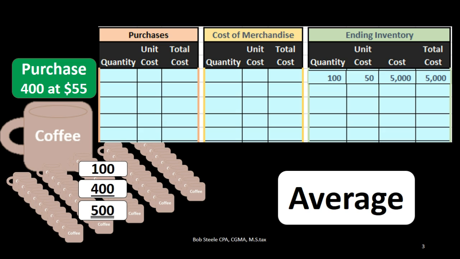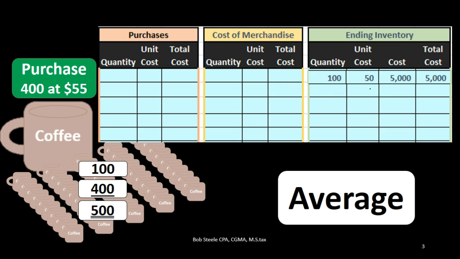Let's take a look at an example. We are purchasing and selling very expensive coffee mugs here, and the first units that we had were 100 units that we purchased for $50, so we currently have $5,000. If we sold any coffee mugs at that point in time, it wouldn't be very difficult to know what the cost was. It was $50.